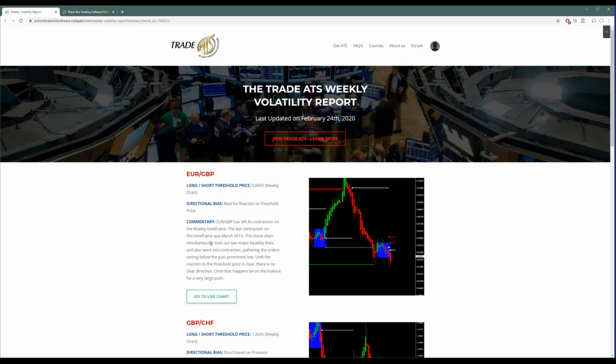This move short simultaneously took out two major liquidity lines and also went into contraction, gathering the orders, setting below the past prominent low. Until the reaction to the threshold price is clear, there's no clear direction. Once that happens, be on the lookout for a very large push.